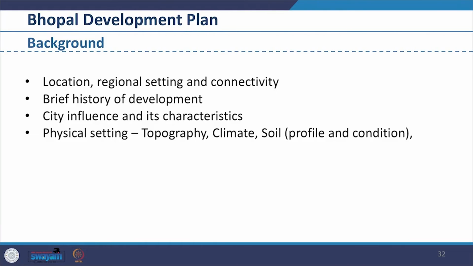While doing this, most of the documents indicate, or should indicate, as suggested, the background, where it should indicate the local, regional setting and the connectivity. A brief history of the development of the planning area, city influence and its characteristics including settlement pattern, rural-urban relationship and fringe area development should be discussed. We further see that the physical settings, topography, climate, soil, all these profiles and conditions need to be given when one discusses the background information in the development plan.